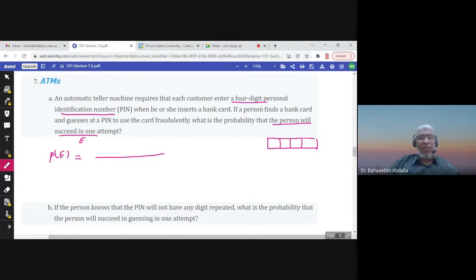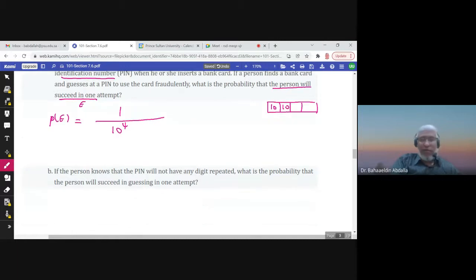So what is the sample space? I will guess the four numbers, the PIN. So how many possible numbers are there? Four digits. For the first digit, I have 10 possibilities, and so on. So it's 10 to the power 4. And what is the probability that he will succeed in one attempt? So he immediately tries the correct choice. So that's 1 over 10 to the power 4.